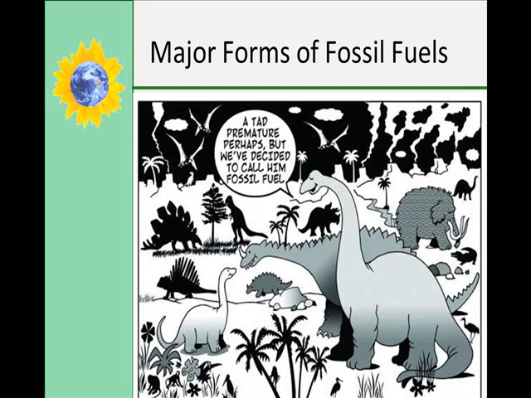There are three major forms of fossil fuels. All three were formed many hundreds of millions of years ago, before the time of the dinosaurs. Hence the name fossil fuels. The age they were formed is called the Carboniferous period. It was part of the Paleozoic era. Carboniferous gets its name from carbon, the basic element in coal and other fossil fuels. The Carboniferous period occurred from about 360 to 286 million years ago.